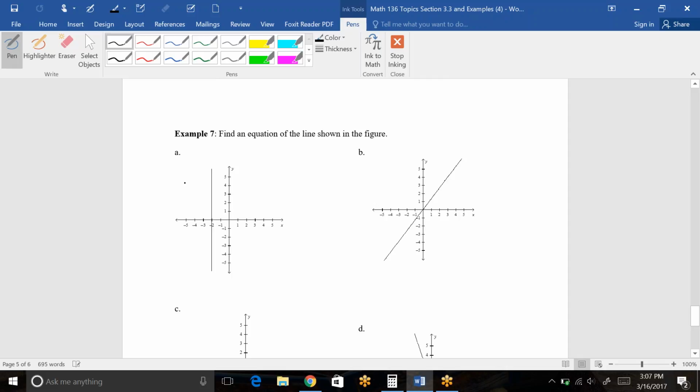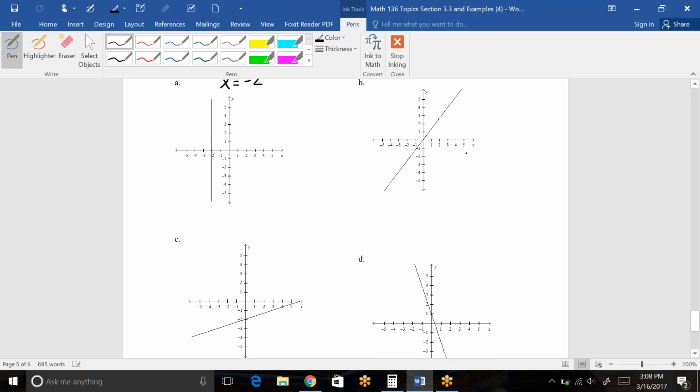For part 7, you're supposed to find the equation. If you ever have a vertical line, that is always x equals a number. If you have a horizontal line, it's y equals a number. So this is just x equals what value it crosses, which is -2. And I don't have a special horizontal line, but for these, you have to find the y-intercept first, and then you want to find your slope.